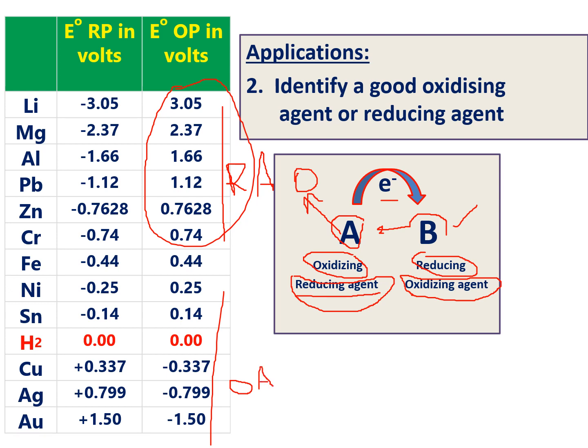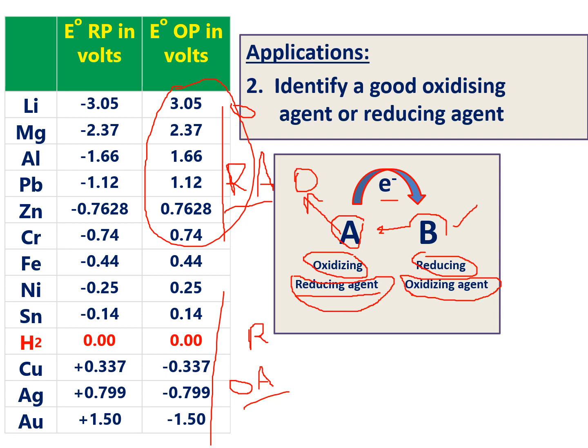So the important thing is top end metals are easily involved in oxidation, but they act as reducing agents. Low end metals are easily involved in reduction, but they act as oxidizing agents. So in this table, which is the good reducing agent? Lithium. Which is the good oxidizing agent? Au. Which is easily involved in the oxidation reaction is lithium, and which is easily involved in the reduction reaction is Au. Don't confuse, just pause the video and understand the concept.